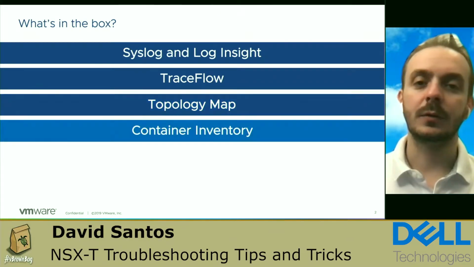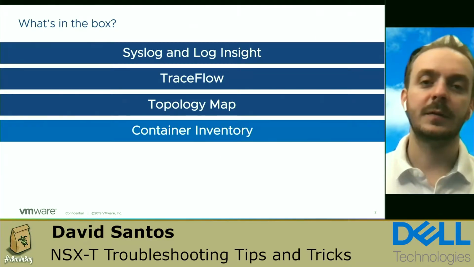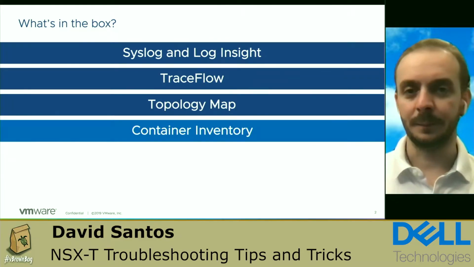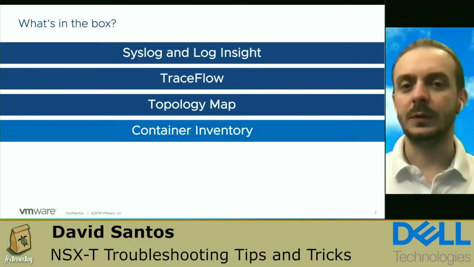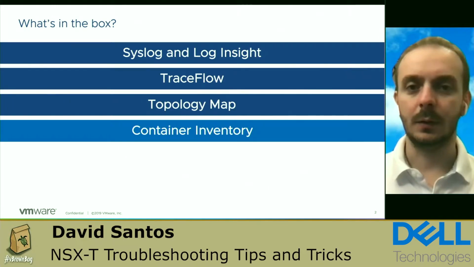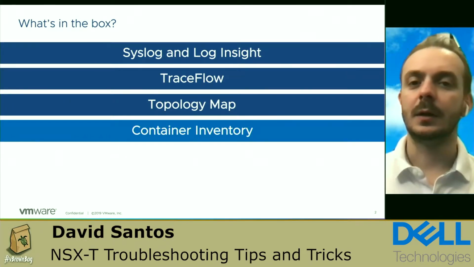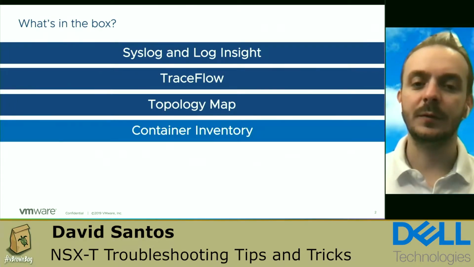Container inventory: in 3.0 we can also check the Kubernetes clusters that are connected to NSX, as well as the namespaces, the containers, the labels, and everything. Also, the ingress rules.